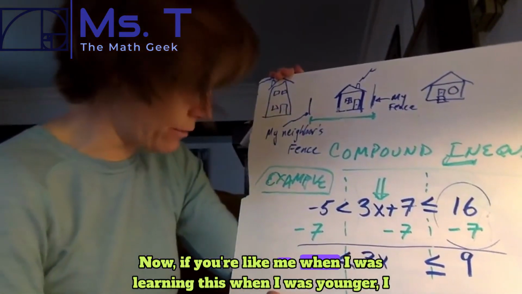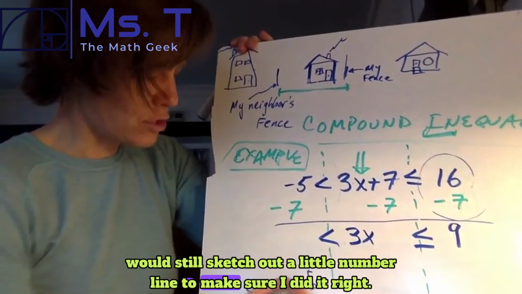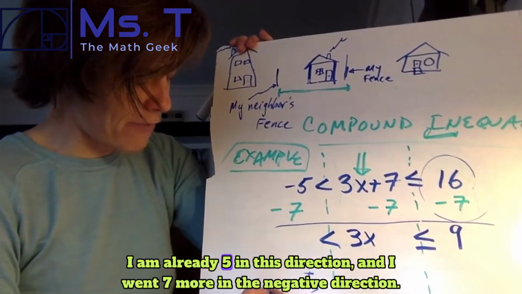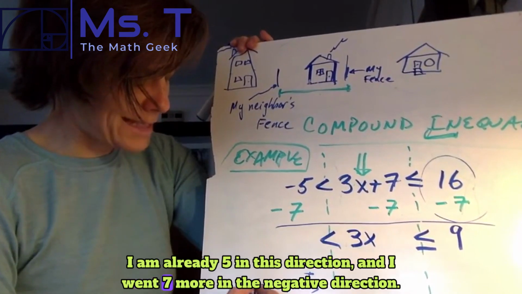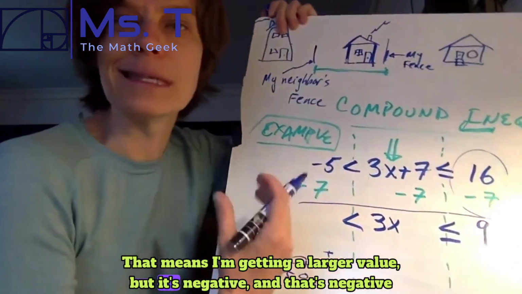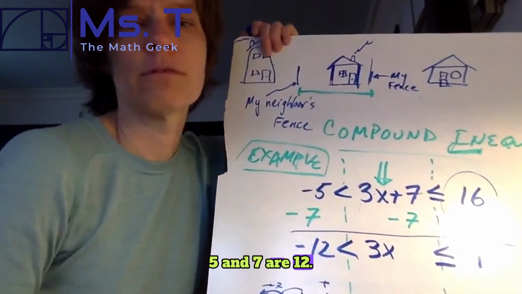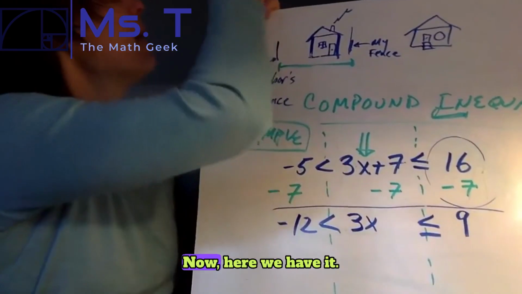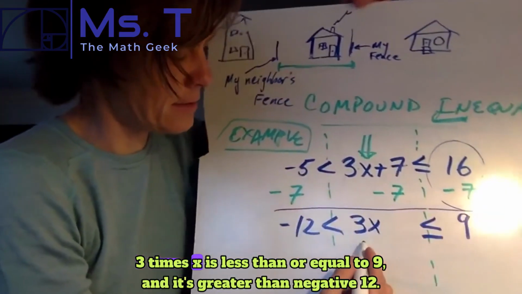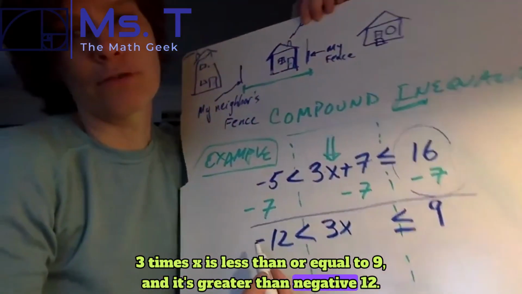Now, if you're like me when I was learning this when I was younger, I would still sketch out a little number line to make sure I did it right. Plus, minus, 0. I am already 5 in this direction, and I went 7 more in the negative direction. That means I'm getting a larger value, but it's negative, and that's -12, right? 5 and 7 are 12. We have this. Now, here we have it. 3 times x is less than or equal to 9, and it's greater than -12.